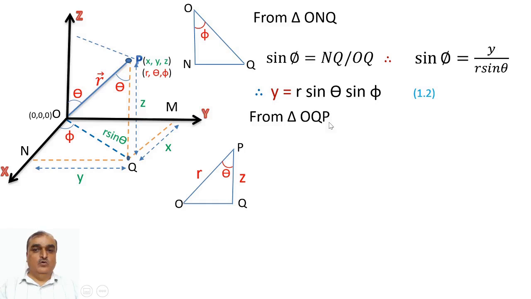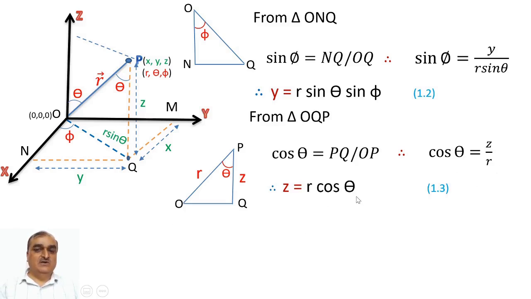Again, from triangle OQP, this angle is 90 degrees, and R is the hypotenuse. Cos theta is equal to adjacent side PQ upon hypotenuse OP. PQ is nothing but Z, and OP is R. Therefore, cos theta is equal to Z upon R, so Z is equal to R cos theta. This is the third coordinate in terms of spherical polar coordinates.